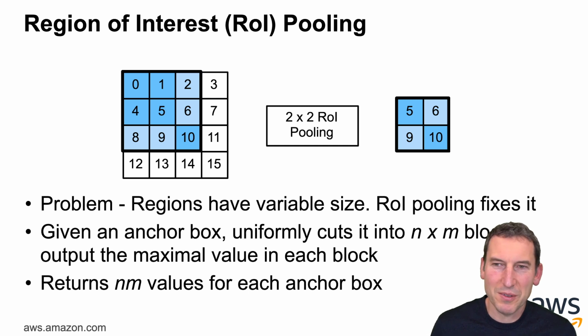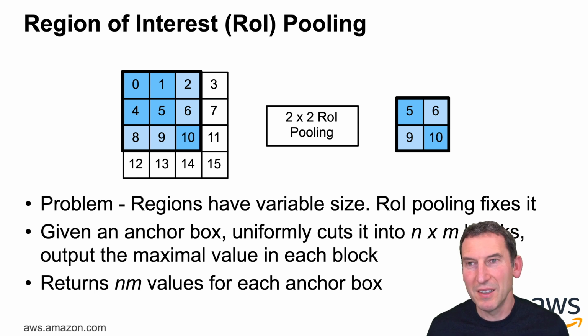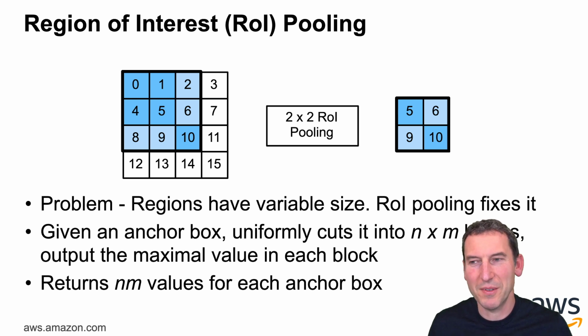One of the problems though is that those regions have variable size, you may end up cropping and so on, so we need a device that chops this back into the right size. And this is exactly what ROI, region of interest pooling, does. ROI pooling takes the entire anchor box regardless of its aspect ratio, cuts it into n by m blocks, and returns the maximum value for each block. So in doing so, we make sure that no matter the original size, we get an n by m set of values out of it. It's very ham-fisted, but it works quite well.